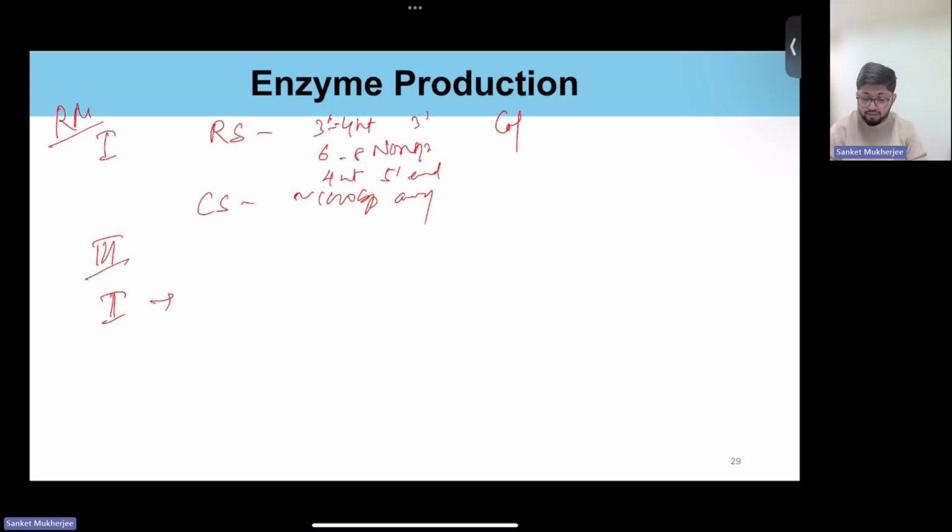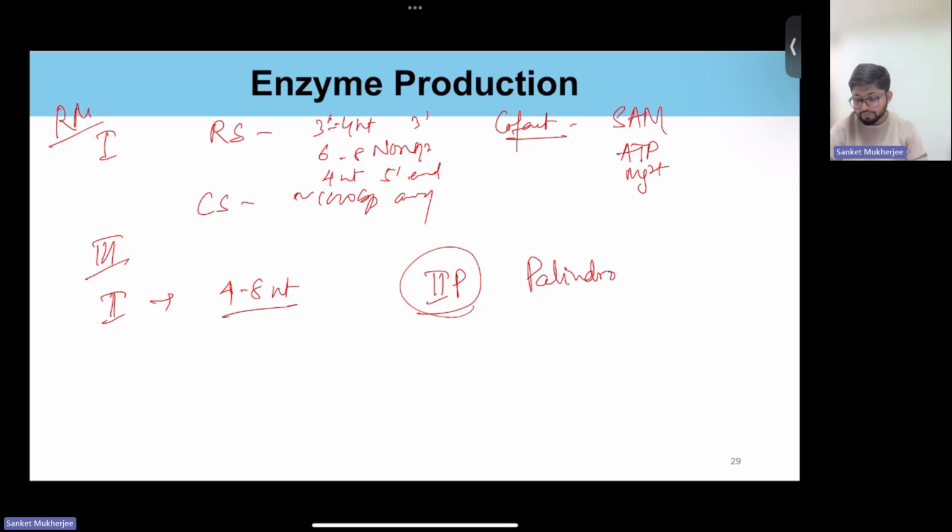The cofactors in this case are S-adenosyl methionine, ATP, and magnesium ions. In type 2, restriction sites are usually 4 to 8 nucleotides long. And specifically, we use type 2P. They have a palindromic sequence, and they cleave at the site of recognition. That's the idea.